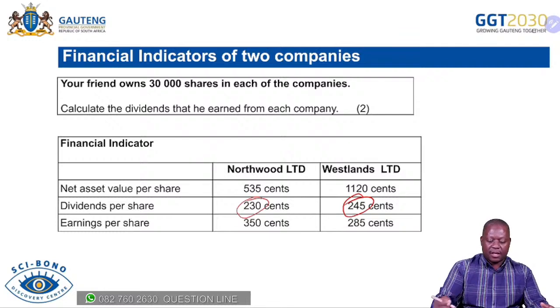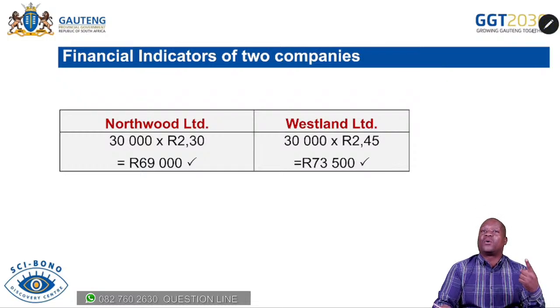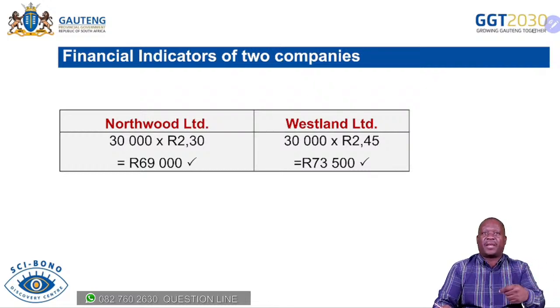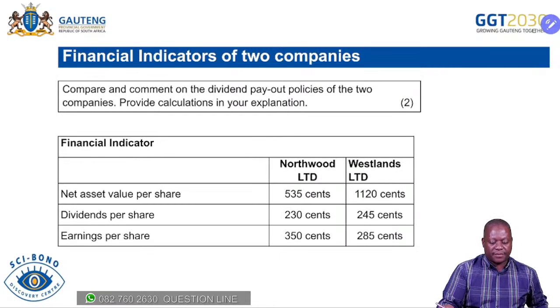So we can calculate the total dividends earned by this friend of ours in both companies. Starting with Northwood, 30,000 times R2.30 gives us 69,000. Straightforward. Westland Limited, 30,000 times R2.45, 73,500. When you get something like this, it's straightforward, you don't need to sweat. Remember only that for dividends per share, we are looking at how much each share gains as dividends. So it means R2.30 times the number of shares that he owns, and then we find how much our friend is getting in both companies.